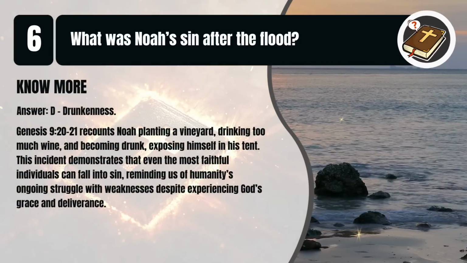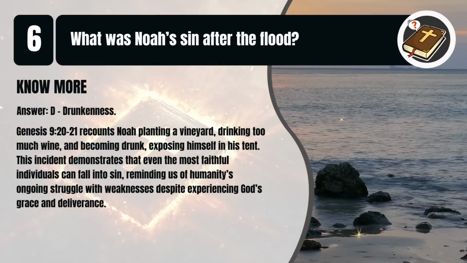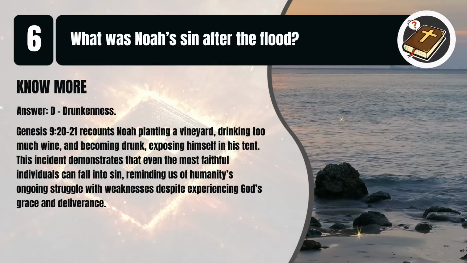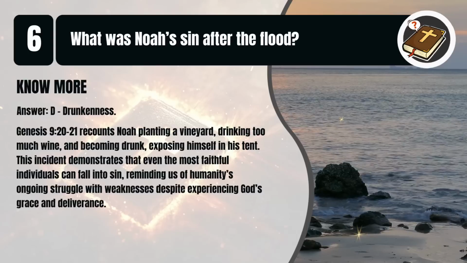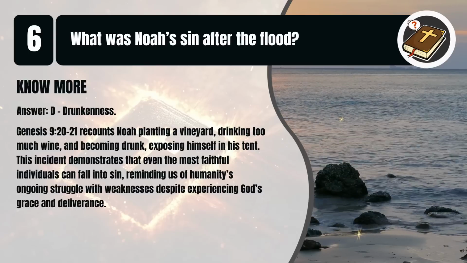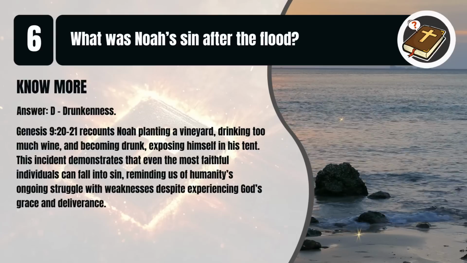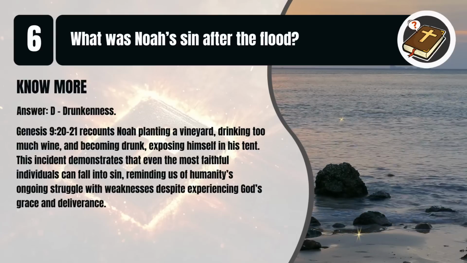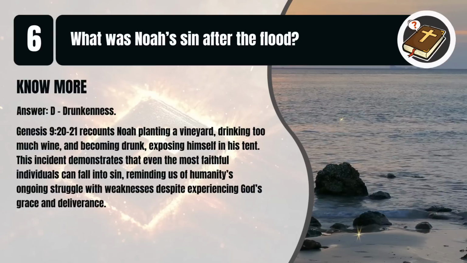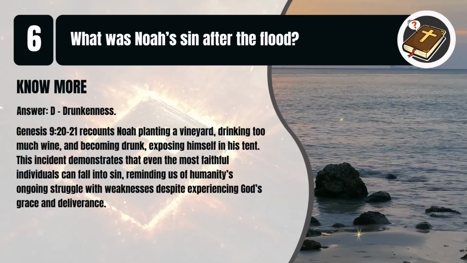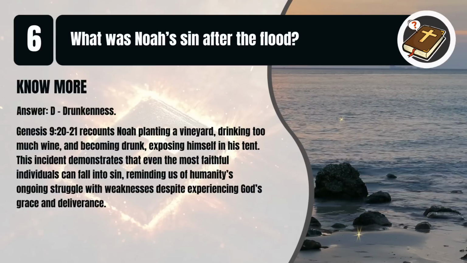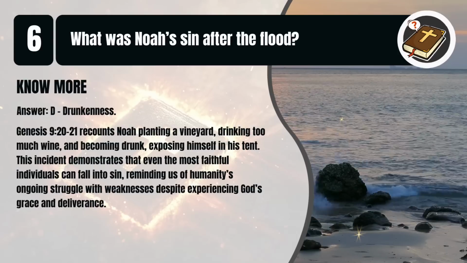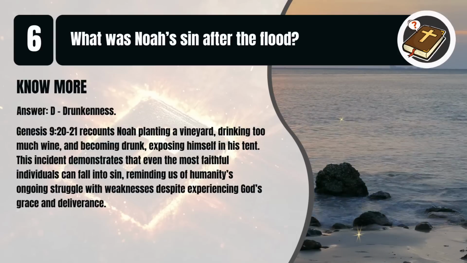That's D. Drunkenness. Genesis chapter 9, verses 20 to 21 recounts Noah planting a vineyard, drinking too much wine and becoming drunk, exposing himself in his tent. This incident demonstrates that even the most faithful individuals can fall into sin, reminding us of humanity's ongoing struggle with weaknesses despite experiencing God's grace and deliverance.